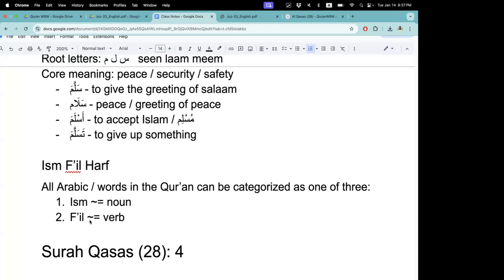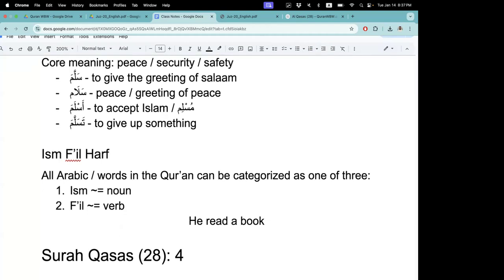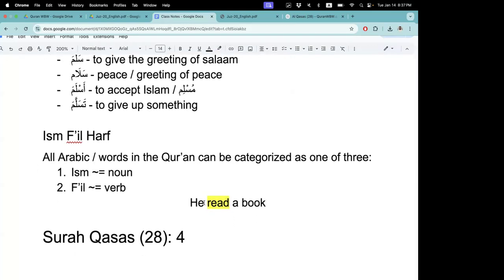So if I say "he read a book", maybe you'll write this down. We'll do it like this. He read a book, yes? The red is your fi'l here. And the reader is "he".